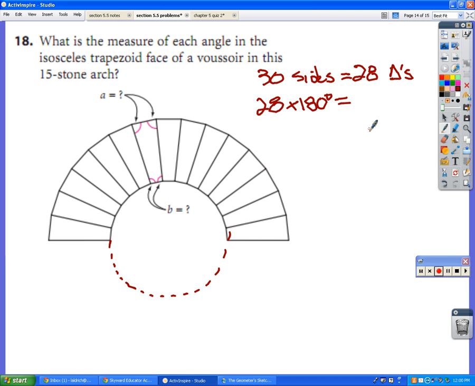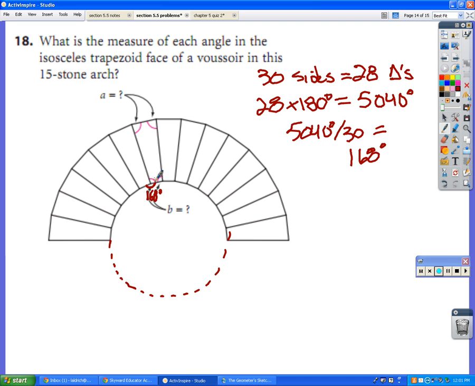Each one of those triangles means that those angles are going to add up to 5,040 degrees. Okay? How do I figure out how many degrees each individual angle is? Divide it by 30. So 5,040 divided by 30 is what? 168, even? Yeah. Okay, awesome. So that means that this little angle right here is 168 degrees.